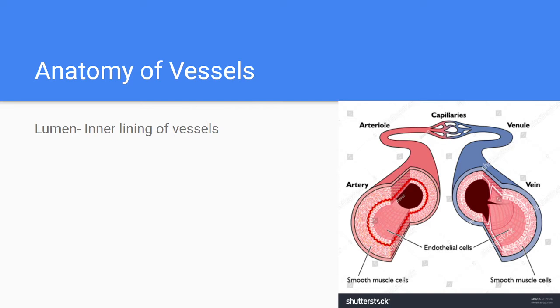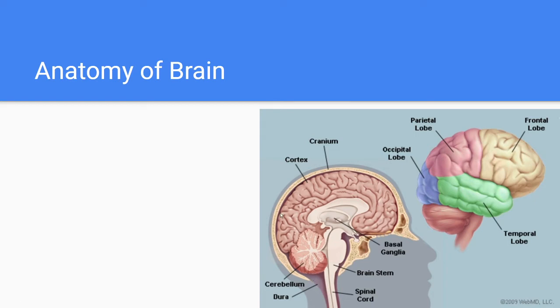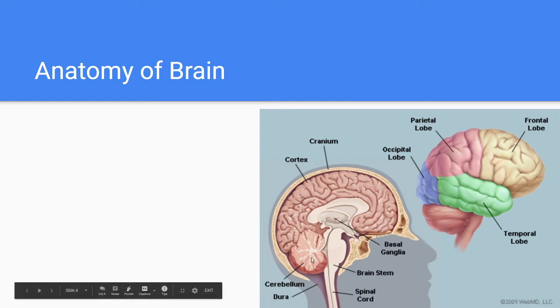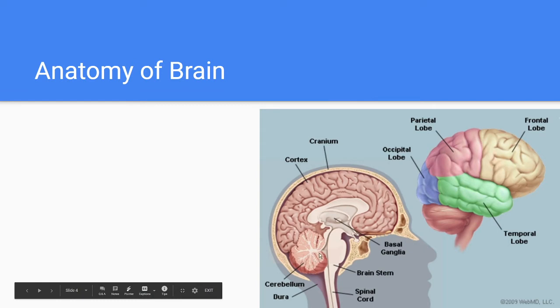So let's move into our anatomy of the brain. As you'll hear here is your dura. The dura, we'll go into that when we get to the neurological side, but it's pretty simple. The big things you really have to remember is your skull, your dura, and then you got your cerebellum, the big word.